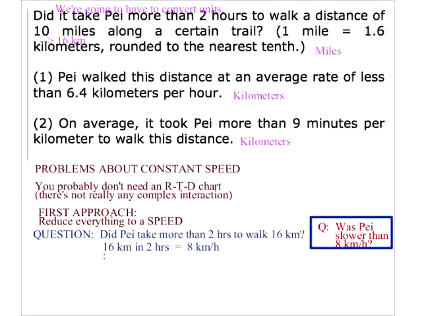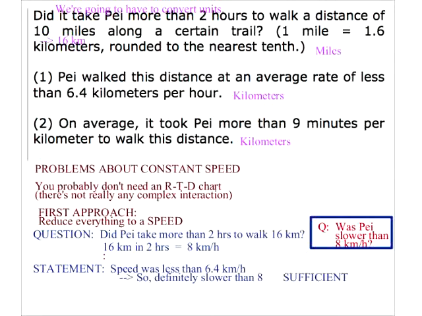Statement 1 is immediate because the speed was less than 6.4 kilometers per hour. This is definitely less than 8, definitely slower than 8. So that's sufficient. That's statement 1, sorry, I don't know what happened to the 1. If you have any questions about that, go ahead and type them in the box.